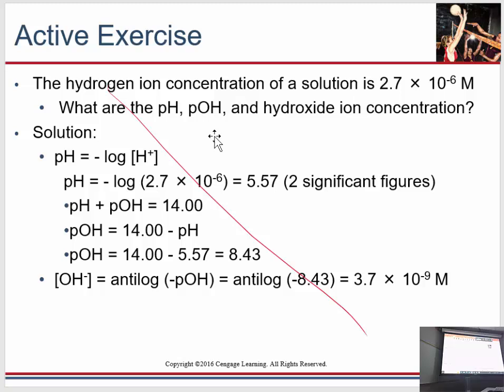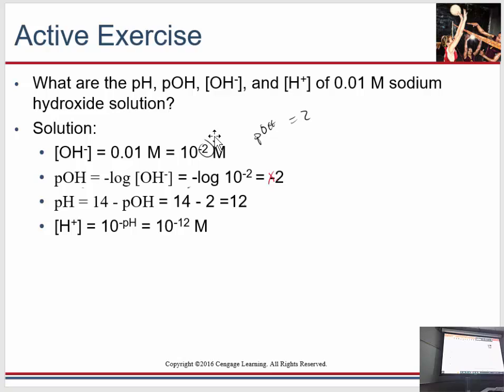For integer, it's just the power, the negative power in the exponent. And so if the concentration is 10 to the minus 12, then the power will be 12. If the concentration is 10 to the minus 2, the power is 2. That kind of thing. It's orders of magnitude, or powers of 10.